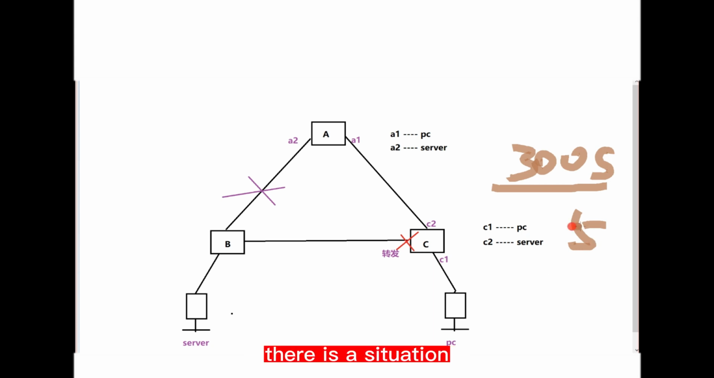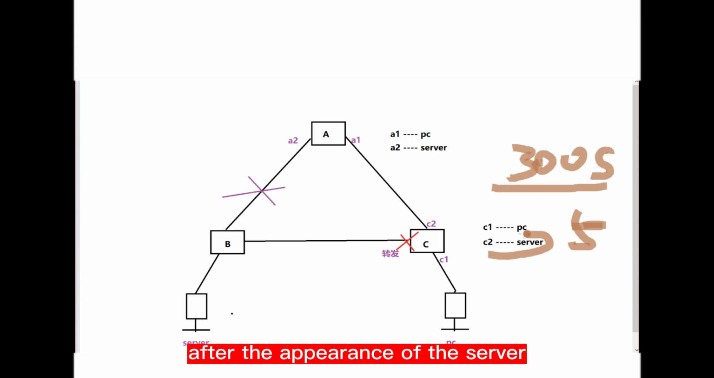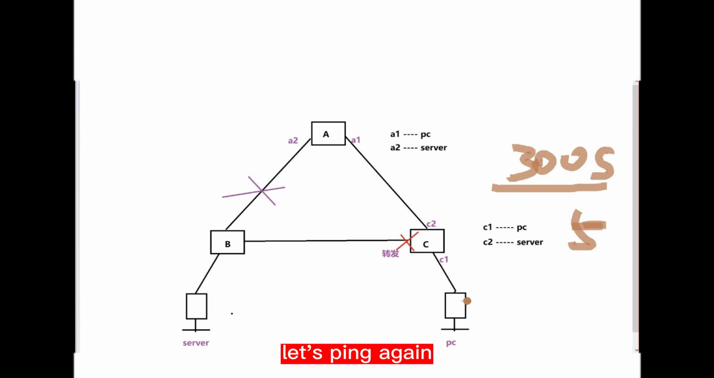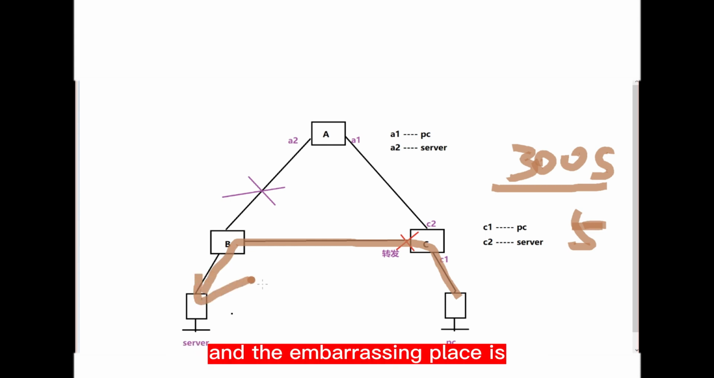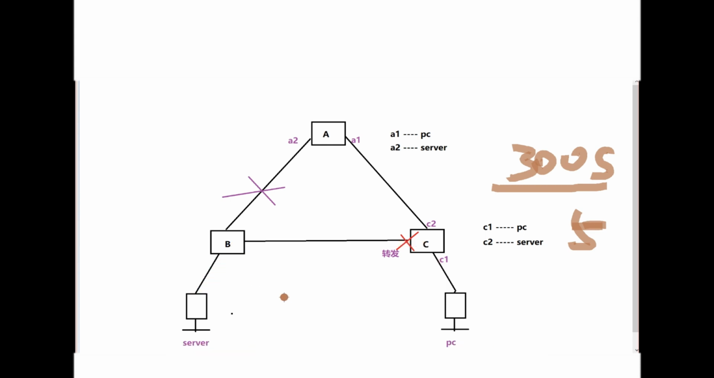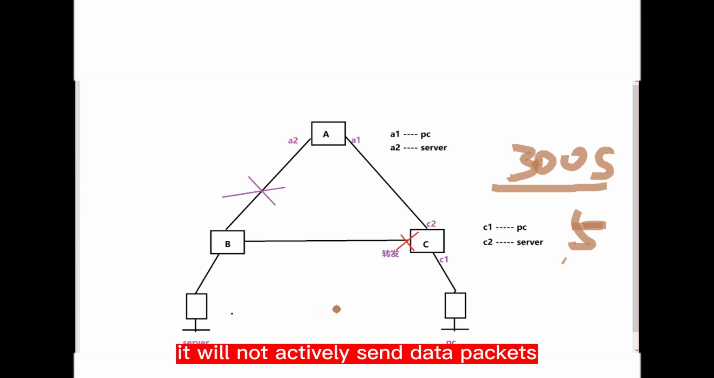There is a situation. Wait 5 minutes, after the entry of the server through the C2 interface naturally ages. Let's ping again. It will resend the broadcast request. And the embarrassing place is, the other party is a server. It will not actively send data packets. It's okay if the other party is a PC.